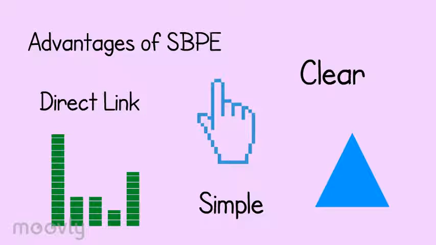There are advantages of standards-based PE. A few of them would be that there's a direct link to standards, therefore there's little room for interpretation. It's either there or it's not. Another advantage would be that it's simple. It's easy to pick up on, and teachers can easily apply this to their own grading. And lastly, it's clear. There is little room for interpretation, therefore it has to be clear. It's concise, and it lets you know exactly what you should be looking for.